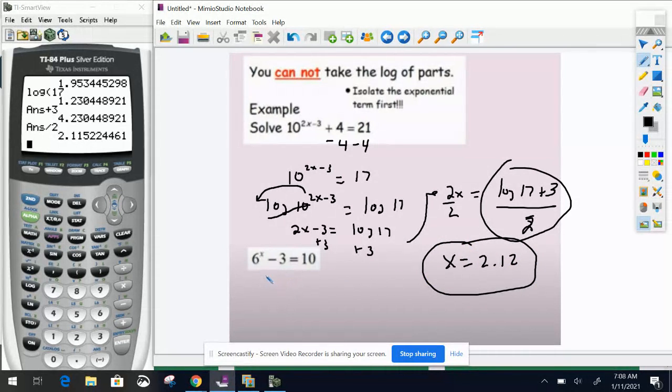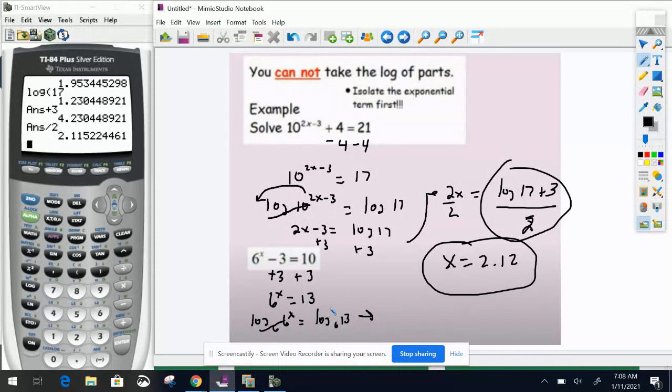So in this problem right here, we take a look at it. We would need to add 3 to both sides. So I would get 6 to the x is equal to 13. So now I'm not just going to write log. I'm going to write log base 6. What's being raised to the variable exponent? That's 6. So I write log base 6 of 6 to the x is equal to log base 6 of 13.